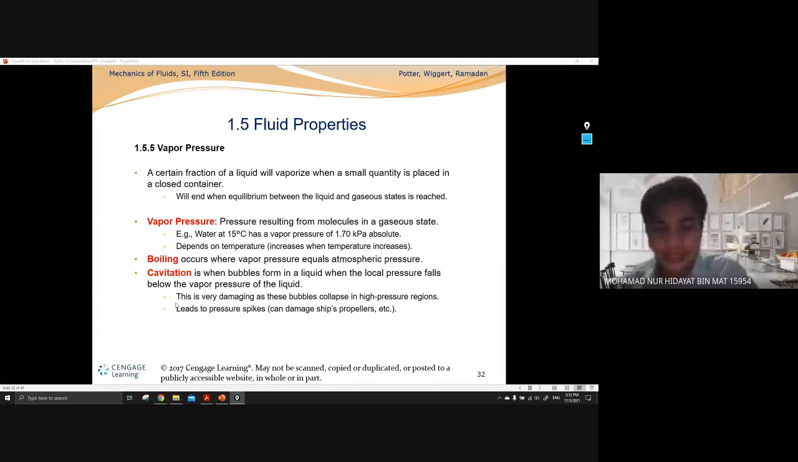Okay, cavitation is very damaging as this bubble will collapse. It is not just a collapse, it will explode and damage the structure. Later on, we're going to look at this.